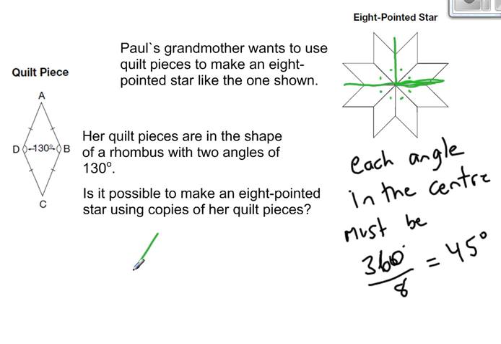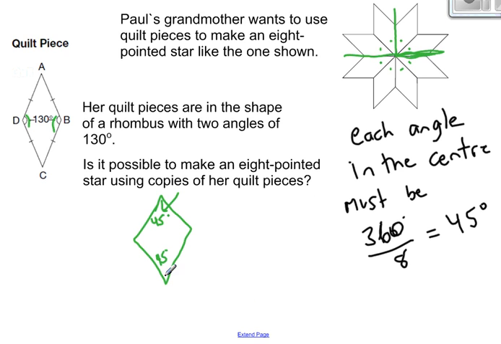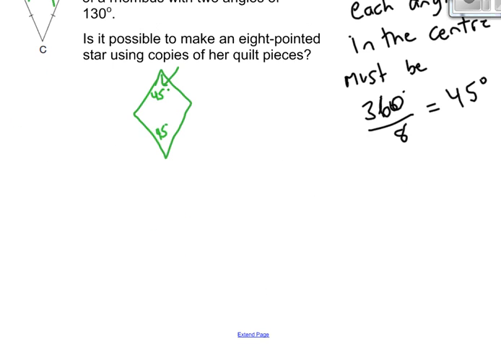So in the rhombus, I must have a 45-degree angle right here. And because it's a parallelogram, that means that this angle here would also be 45 degrees. So is that possible, knowing that Paul's grandmother has already got pieces where there's 130-degree angles? So let's see. So I'm going to ask this question. Is this a valid rhombus?